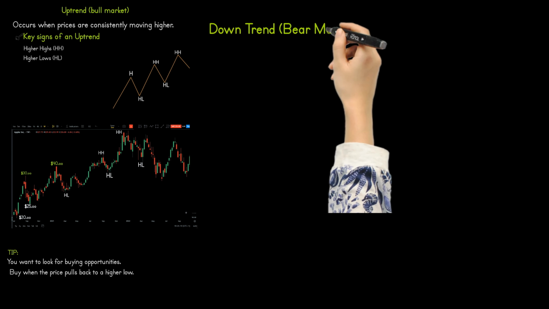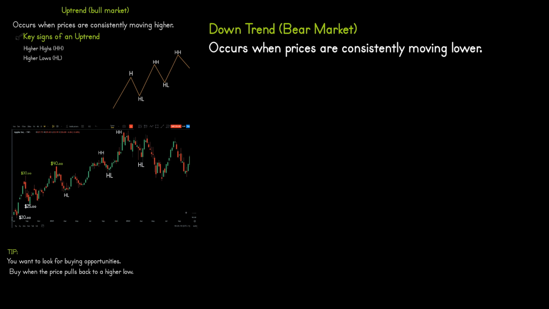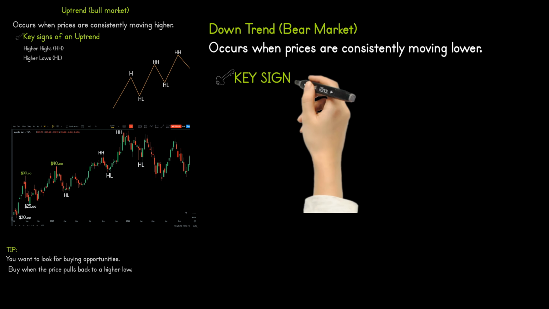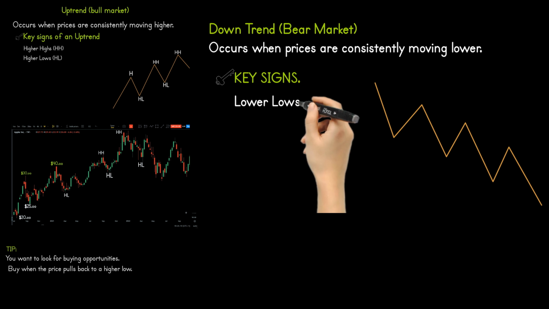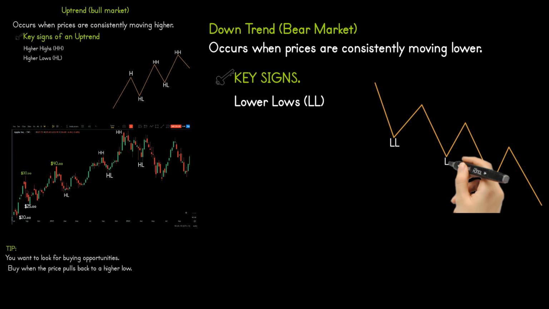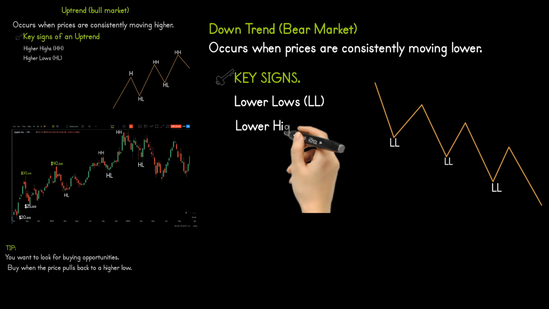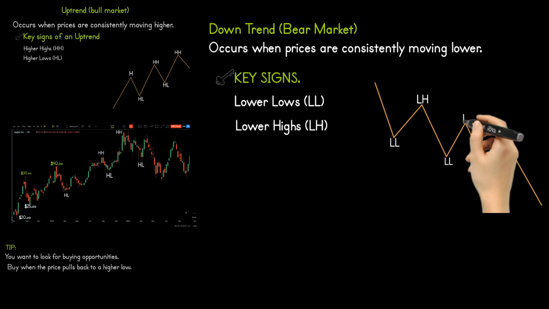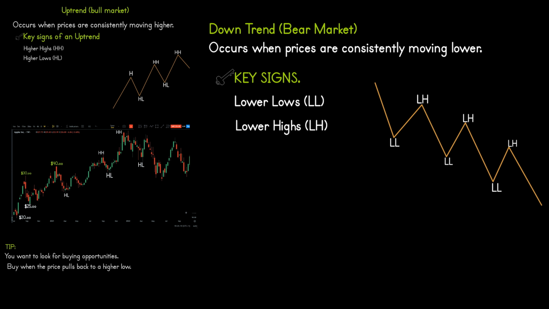Downtrend, bear market. A downtrend occurs when prices are consistently moving lower. This is called a bearish market, where sellers are in control, pushing prices down. Key signs of a downtrend. Lower lows, LL. Each new low is lower than the previous one. Lower highs, LH. Each new peak is lower than the previous peak.